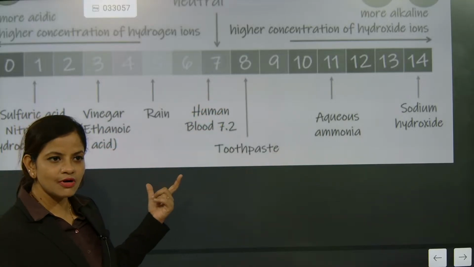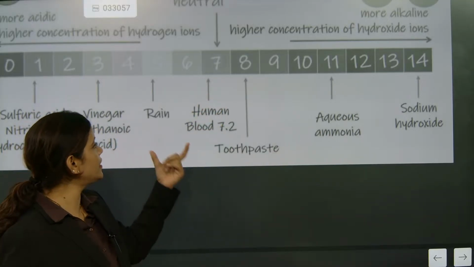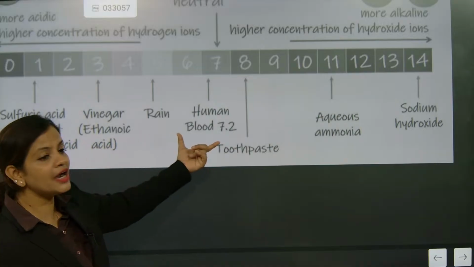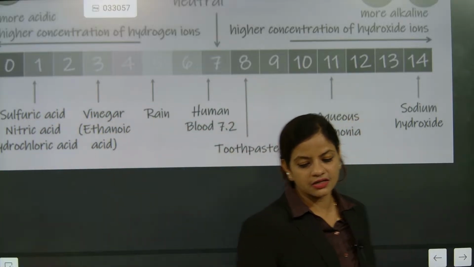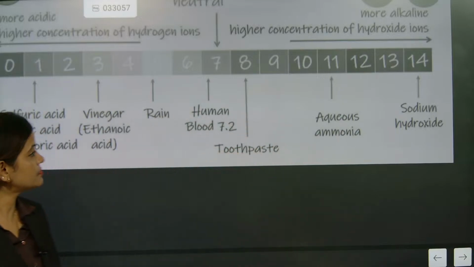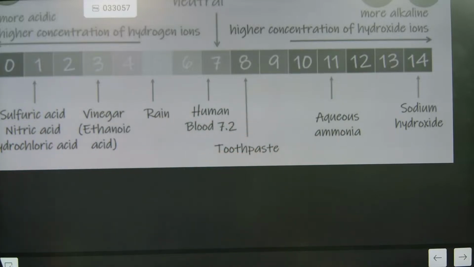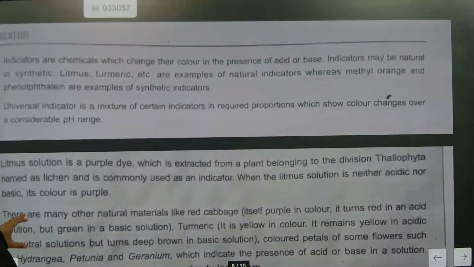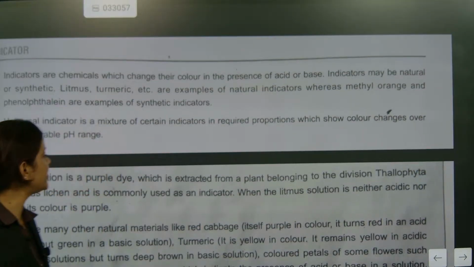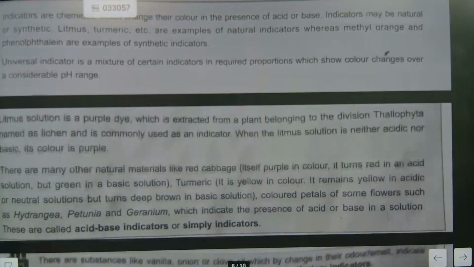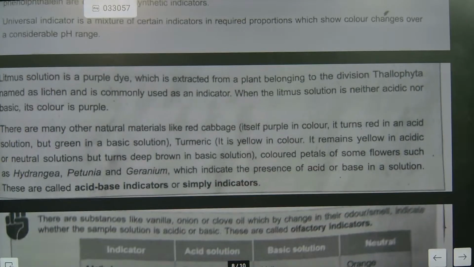Strong base or weak base? Weak base only. Blood, can you tell me what blood is? Blood is slightly neutral, slightly basic. Understood? Rain, vinegar, acid. So now these are some of the most important things. Indicators, we have already discussed. There are two types of indicators, but we are going to talk about natural indicators.